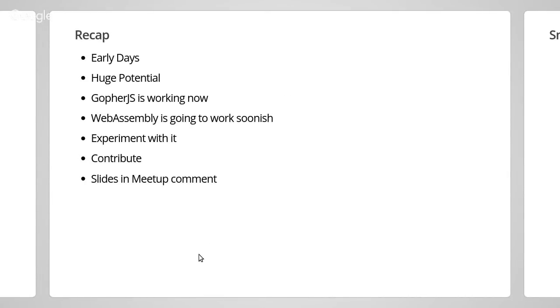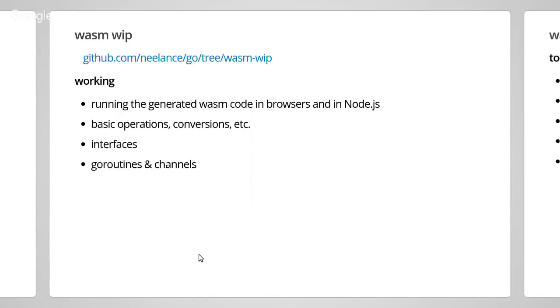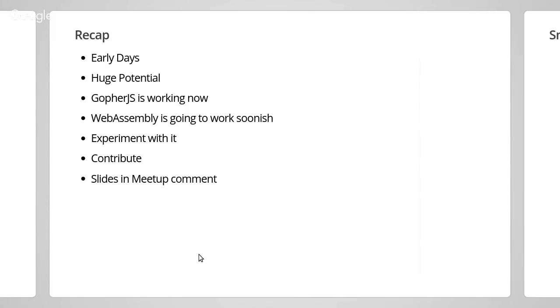So let's recap a little bit. To run Go code in your browser, of course, it's still early days, I would admit that, but I really see huge potential for some applications of this in the future. Gopher.js is working right now. WebAssembly is going to work soonish, maybe probably already next year. So I've given you the link here. Experiment with it, contribute to it if you want to. It's open source. And I will give you the slides in a meetup comment.